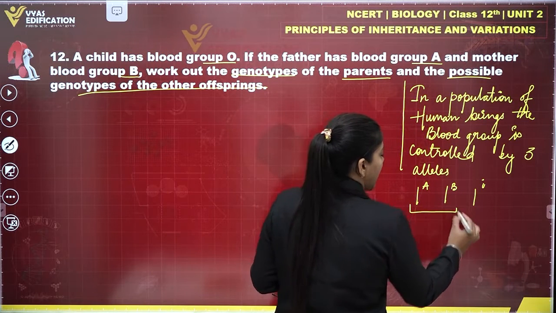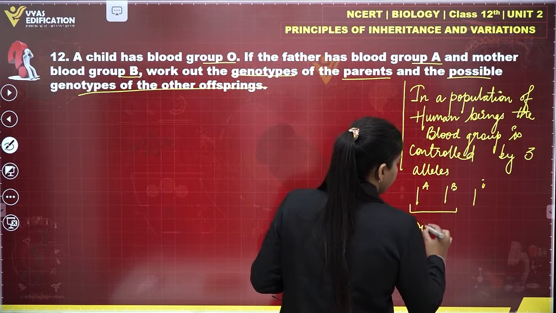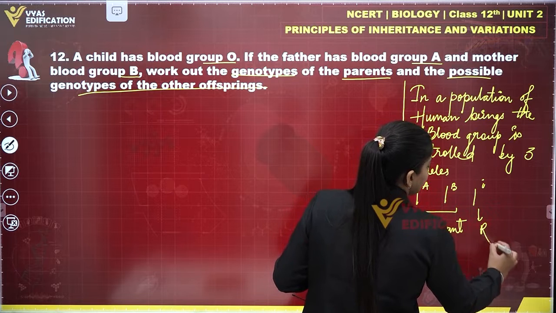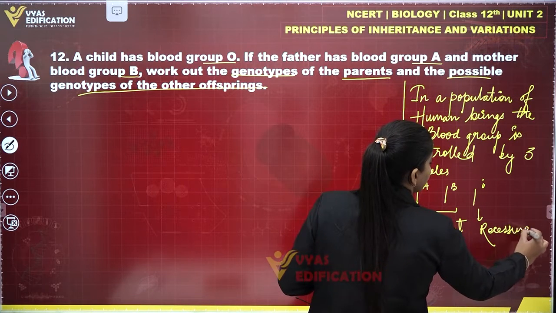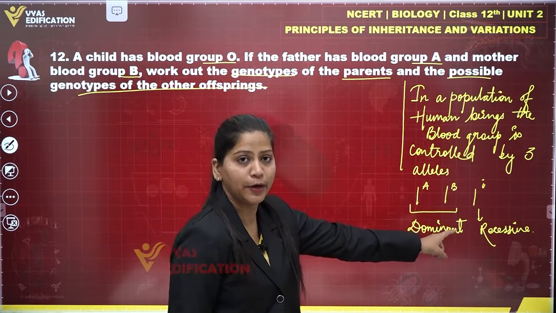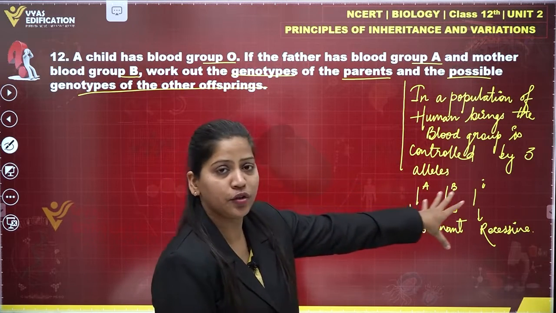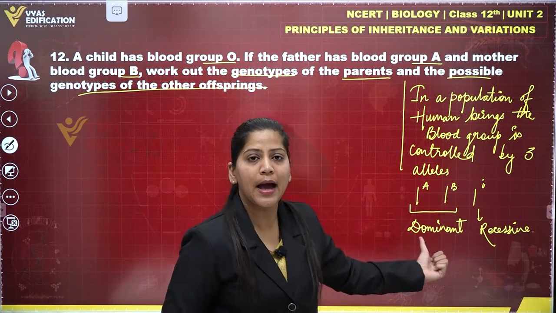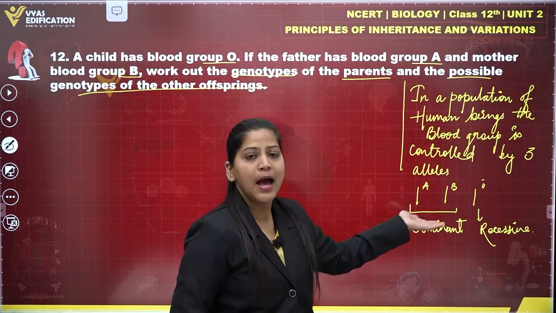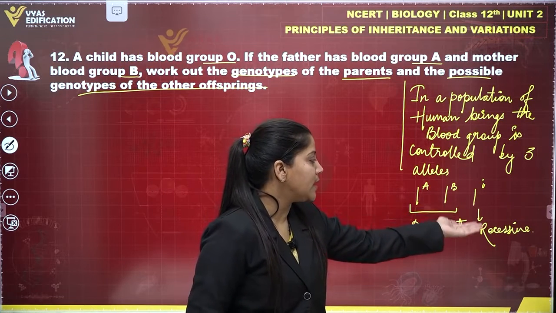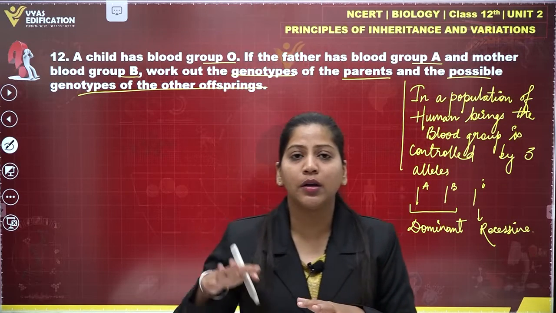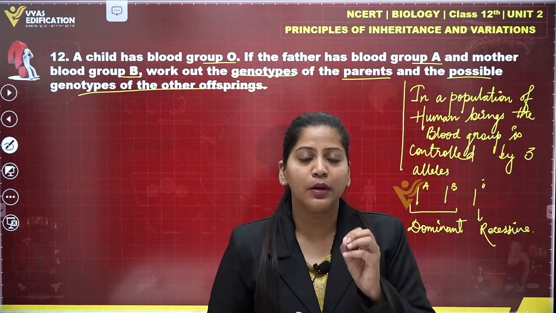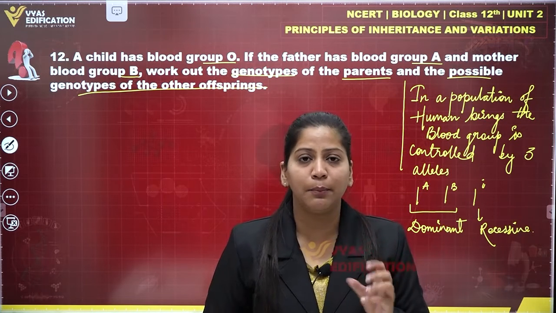These two alleles, IA and IB, are dominant, and i is the recessive allele, which makes O blood group in any individual. So in a population the blood group is controlled by three alleles, among which IA and IB are dominant and i is recessive. But at the level of an individual, any male or female human will contain only two alleles controlling the blood group system.